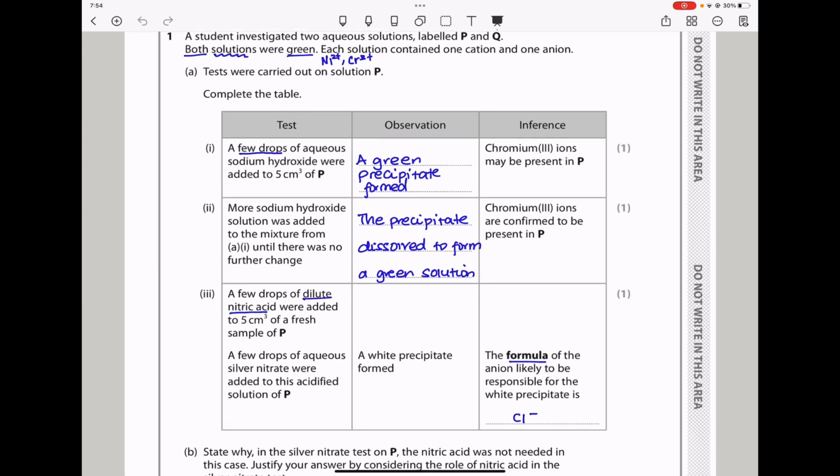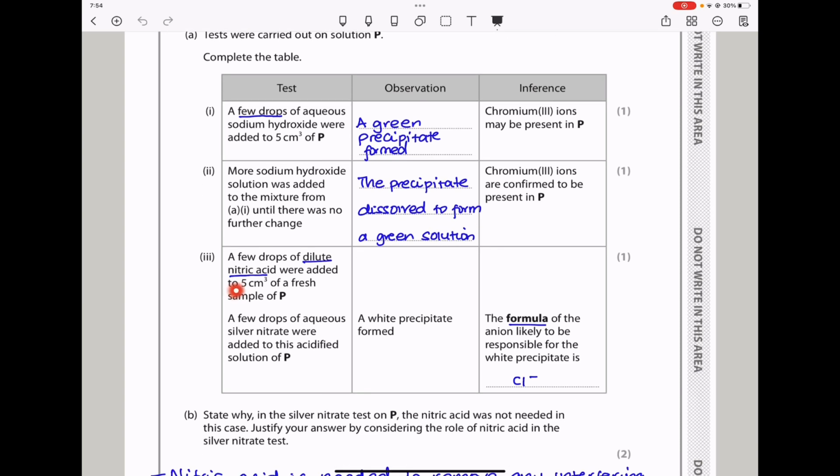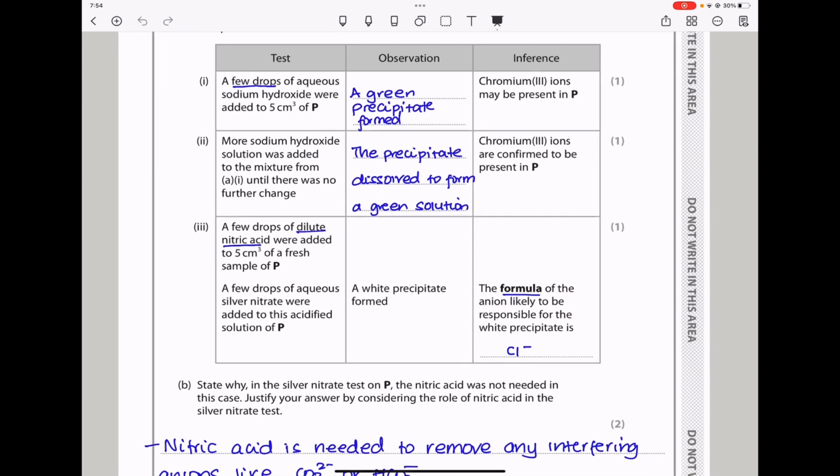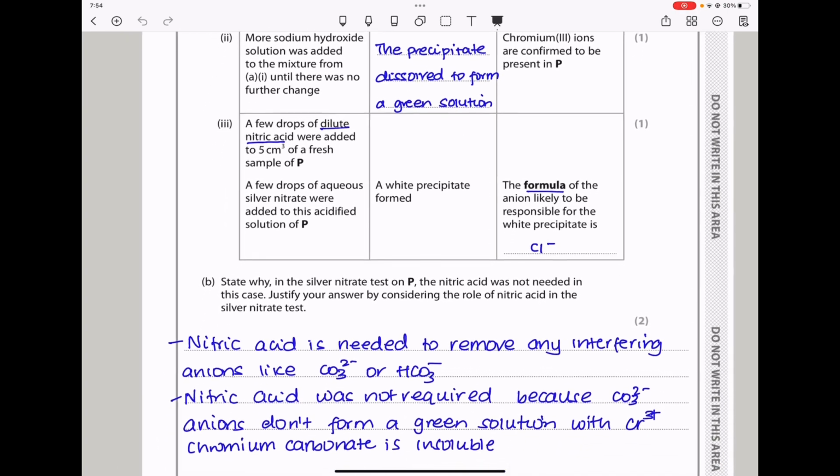The next they say a few drops of dilute nitric acid were added to 5 cm³ of a fresh sample of P, and a few drops of aqueous silver nitrate were added to this acidified solution P. Adding dilute nitric acid followed by silver nitrate, we are testing for halide ions. So if a white precipitate forms, then this halide is going to be chloride. So here they ask the formula of the anion likely to be responsible for the white precipitate, and that is going to be a chloride anion.